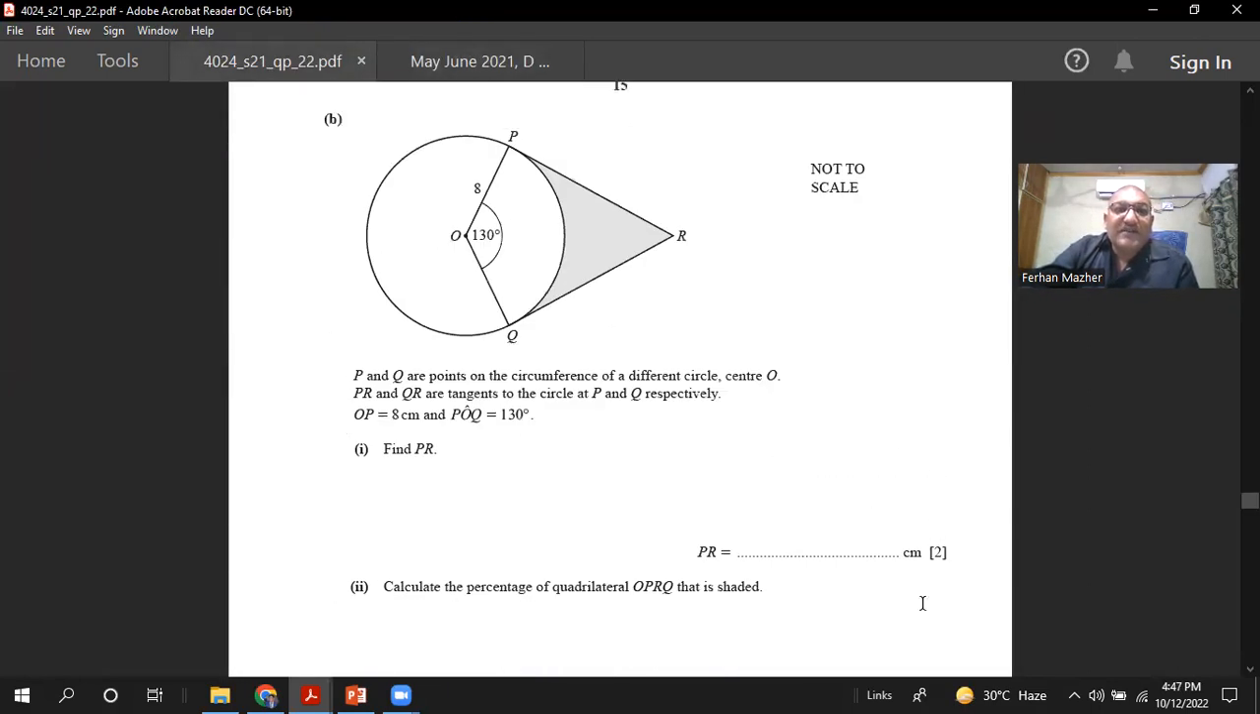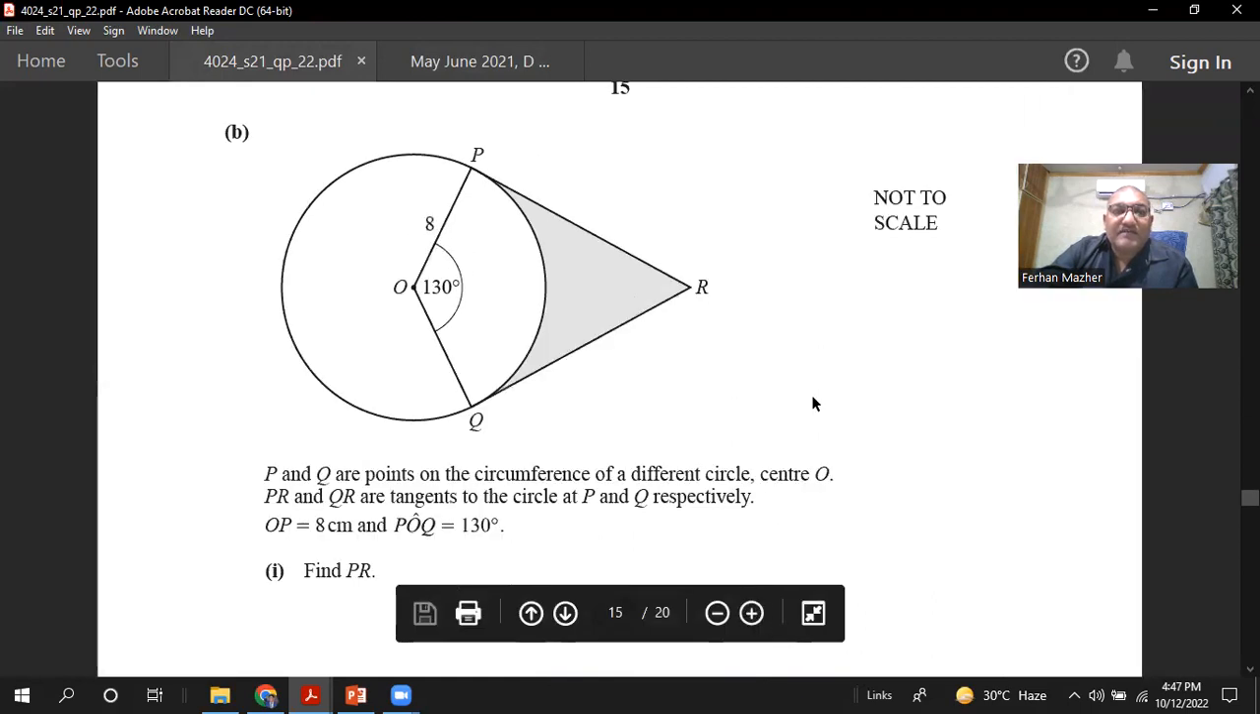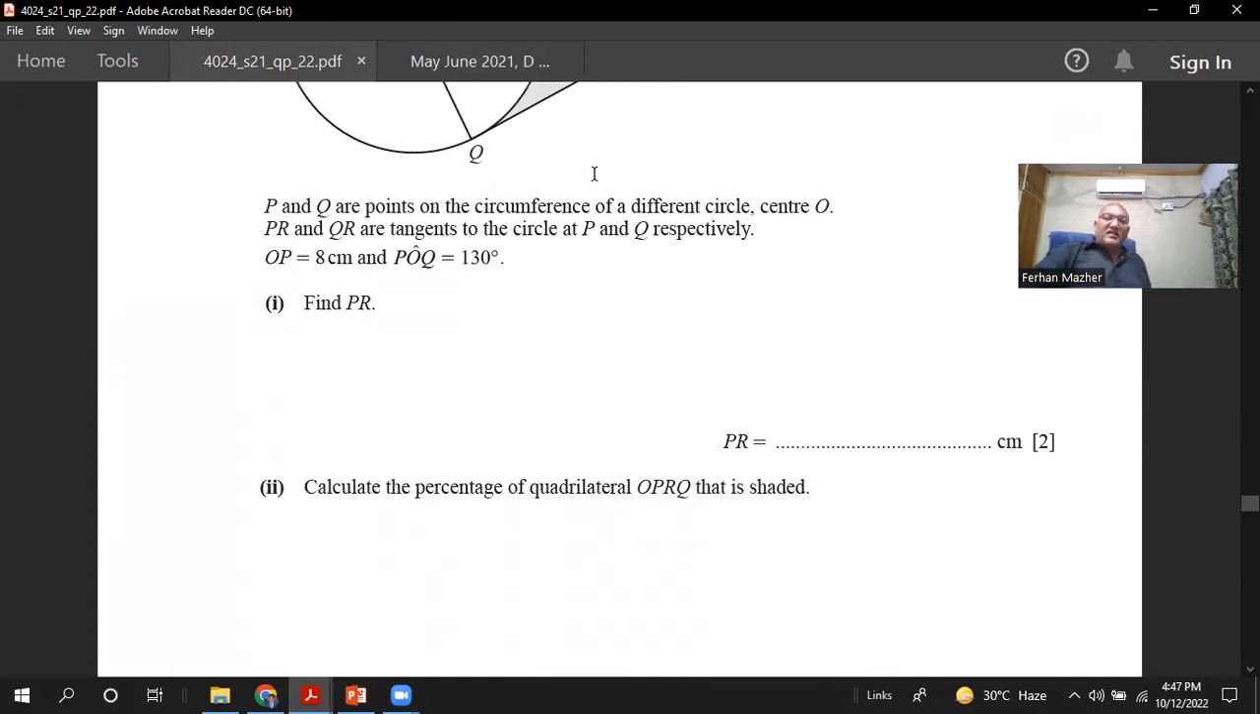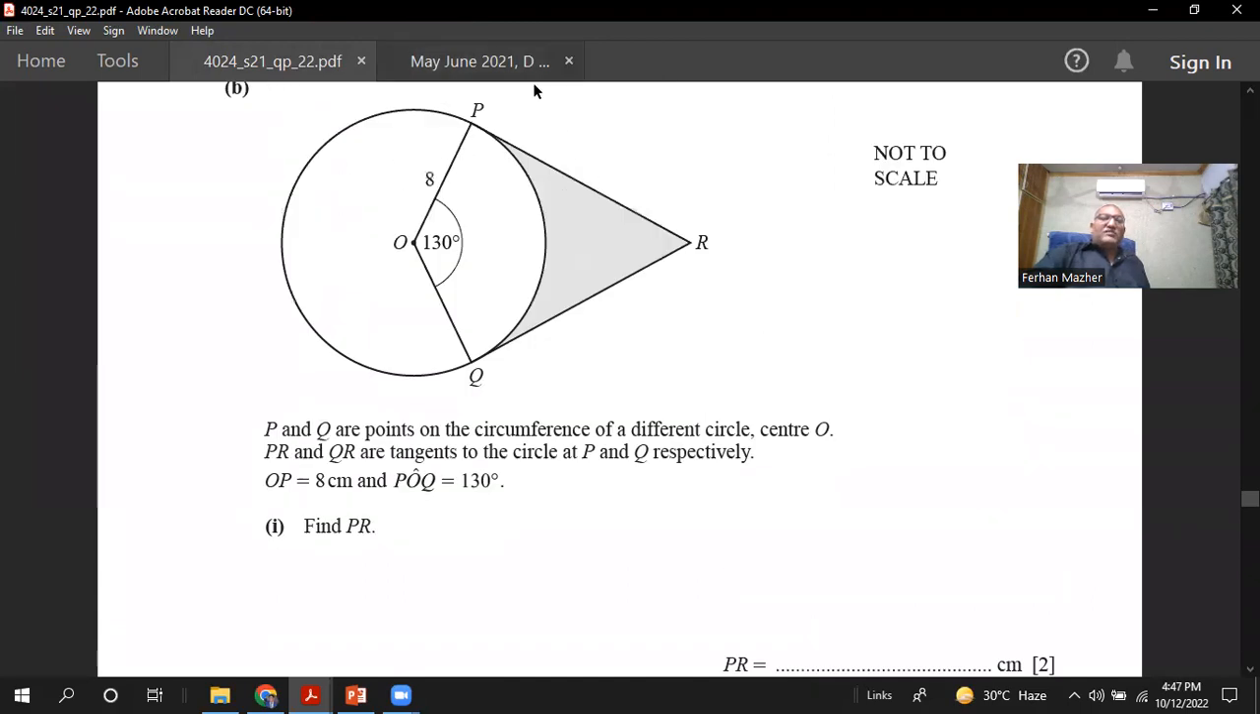Then we have this part. He says, P and Q are points on the circumference of a different circle, center O. PR and QR are the tangents to the circle at P and Q respectively. OP is 8 centimeters and angle POQ is 130 degrees. Find PR. So I want to find out this side PR. It's a 2 marks question. Let me show you.